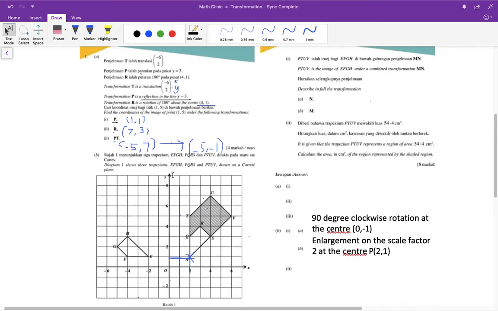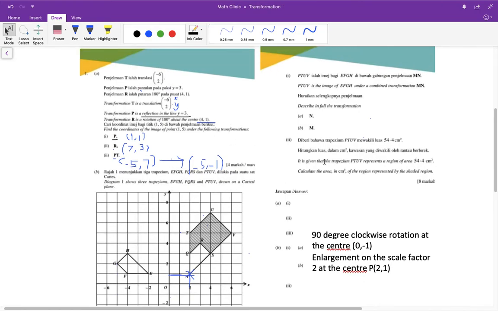So he wants us to find the trapezium. Yeah, this is the trapezium PTUV. A trapezium represents a region of area. Okay, so I drew it out first. I know it's a bit messy, never mind. I just rub it and draw it again.